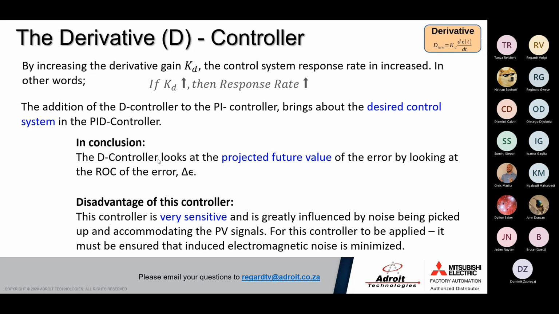Right, so just the conclusion. We look at the projected future value by a prediction. That's the D. If you want to predict what the error will be over time and then proactively reduce that error. The disadvantage would obviously be that it is very sensitive. This is the most sensitive controller. So any noise that's induced in the cable will be seen as a drastic error, and the PID controller will react to it very aggressively. And obviously the output of the PID controller will not affect the electromagnetic noise at all. So there's something to keep in mind.